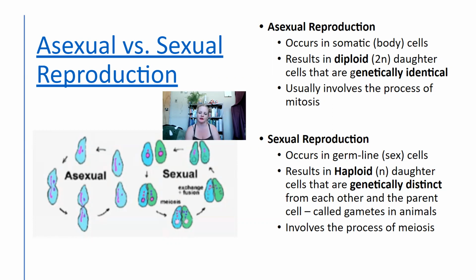These daughter cells are genetically distinct from each other and from the parent cell. You're going to hear me say that a lot, so that's something you may want to know. And of course, sexual reproduction requires meiosis.